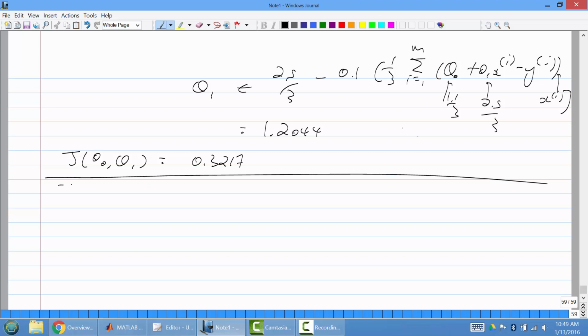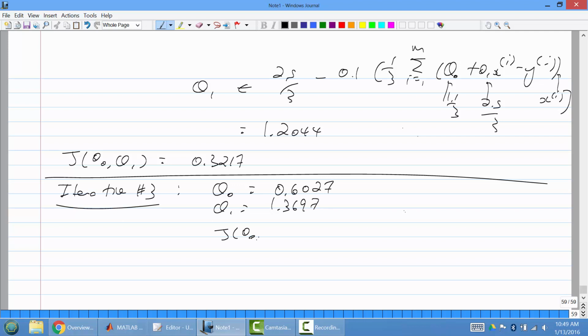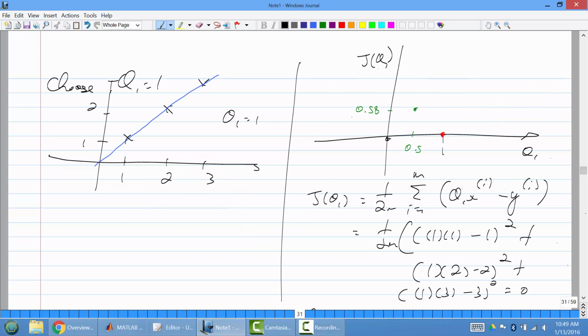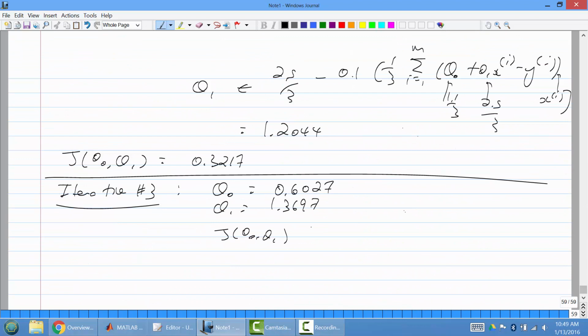And then I'll let you do iteration 3 on your own, and I'll show you what the code looks like. So if you do this, the update would be 0.6027, and then this would be 1.3697. And the cost is 0.0861. So that's not bad. I wanted to do it a little fuller, but I'm running out of time.